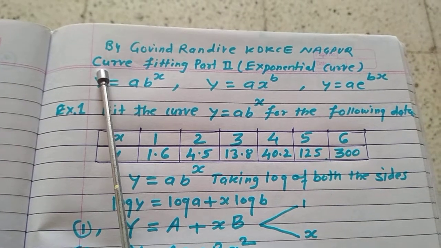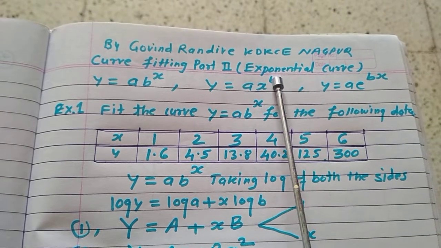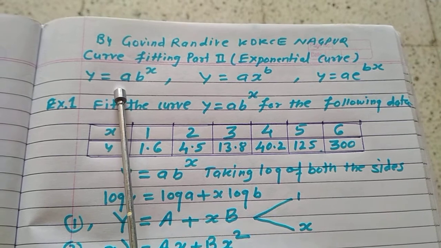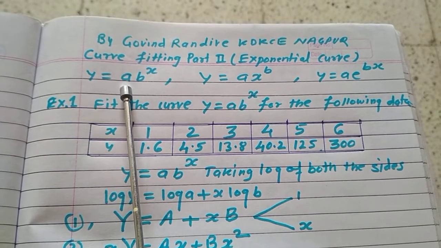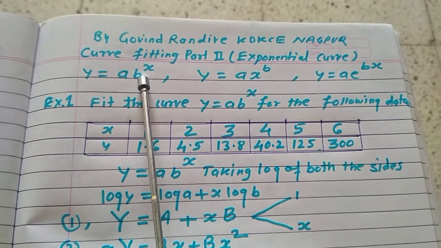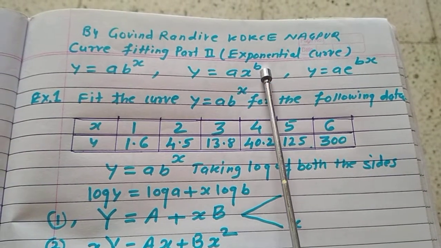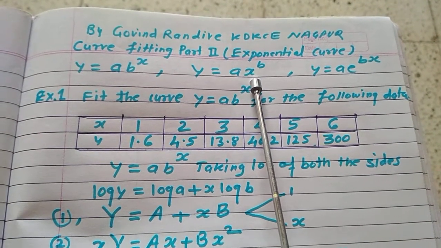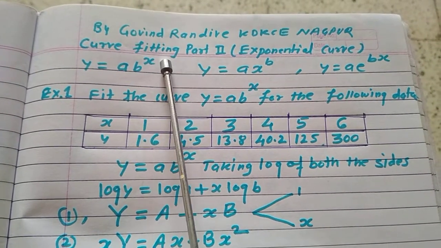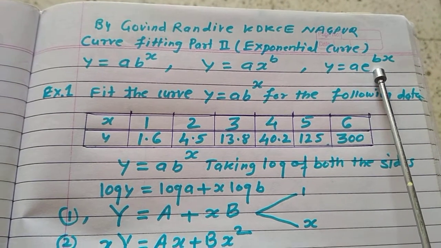My today's topic is curve fitting part 2, which covers only exponential type of curve. There are three types of exponential curve. Y is equal to a b raised to power x, where a and b are any two unknown constants, and the variables are x and y. Similarly, y is equal to a x raised to power b. Here the base is variable, power is constant. In the first type, the base is constant, power is variable. And the third is y is equal to a e raised to power bx.